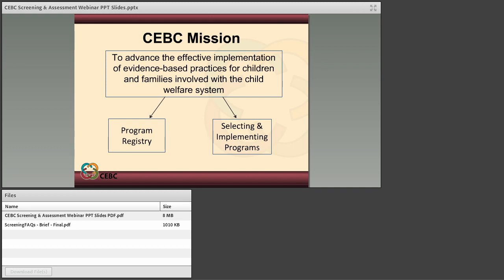The CEBC separates its work into two areas: the work on individual programs and the selection and implementation work. The program registry acts as an online dissemination tool for evidence-based practices relevant to child welfare, which includes detailed information on over 300 programs that we review on a regular basis. The selection and implementation work is intended to assist agencies with exploring and adopting a new program by providing them with guidance and resources.